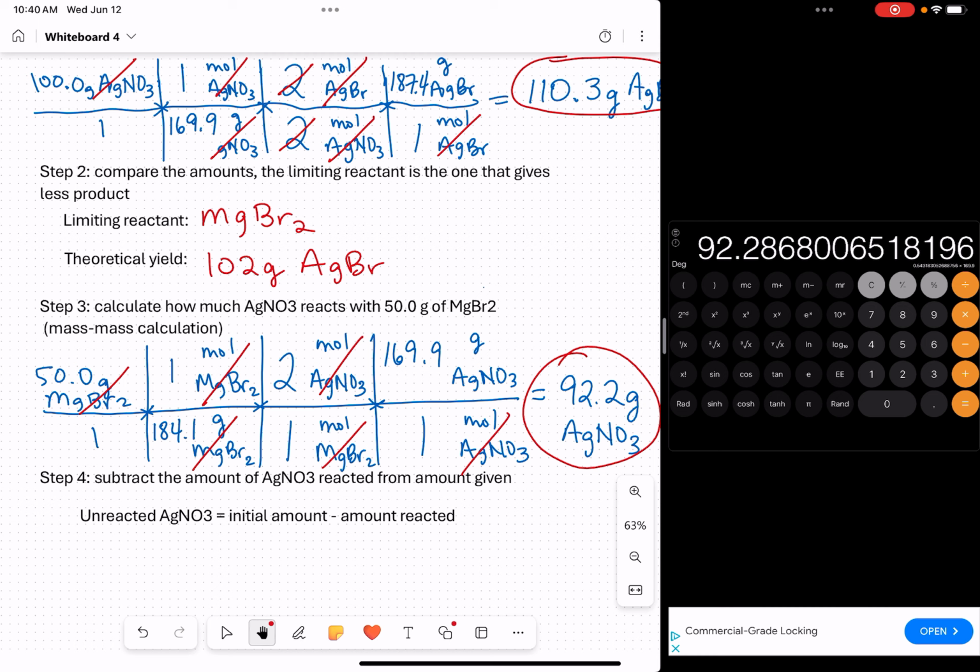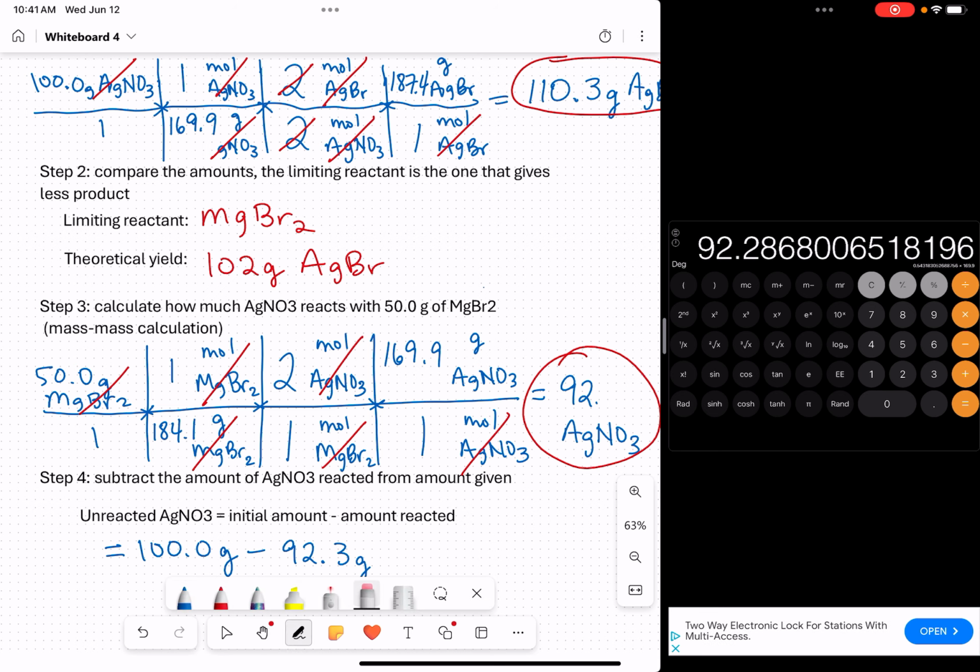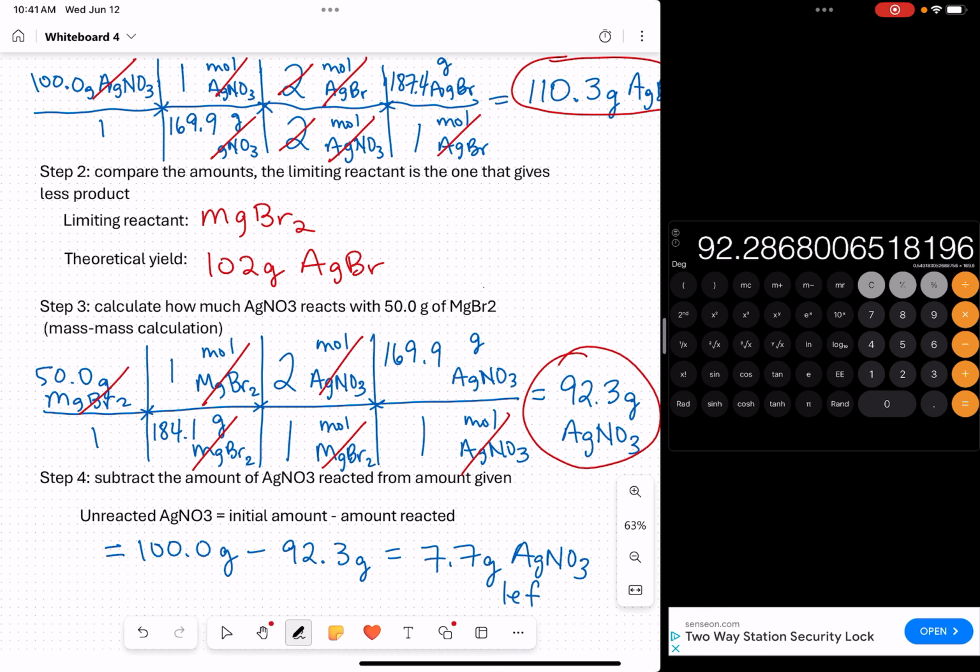Now we have to figure out how much is left over. We started with 100 grams of silver nitrate. We subtract the amount that actually reacted, which is 92 point, should have been 3 if I round up. Let me change that real quick. 92.3 grams. And that gives us 7.7 grams left over. That did not react.